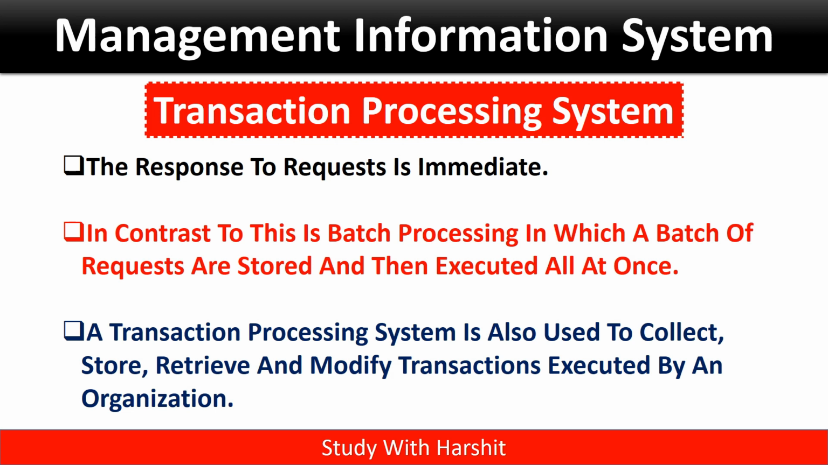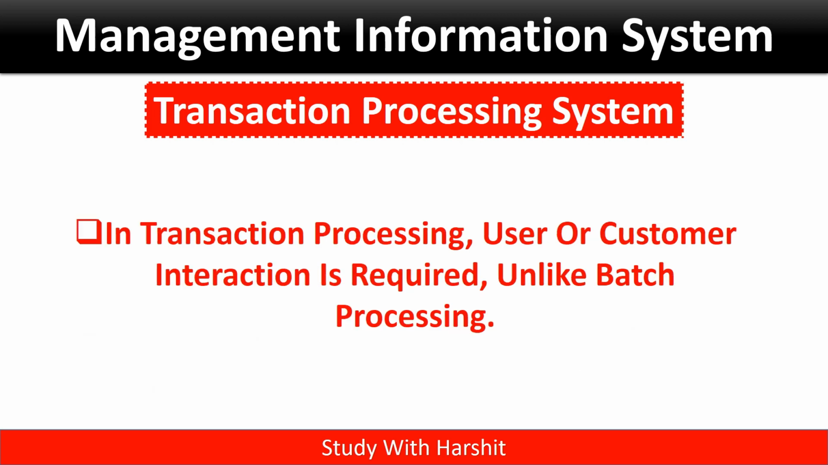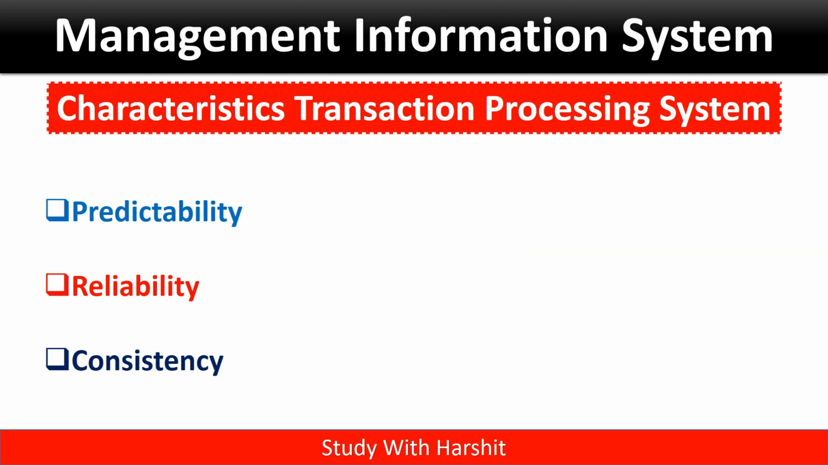In contrast to this is batch processing, in which a batch of requests is stored and then executed all at once. A transaction processing system is also used to collect, store, retrieve and modify transactions executed by an organization. In transaction processing, user or customer interaction is required, unlike batch processing.